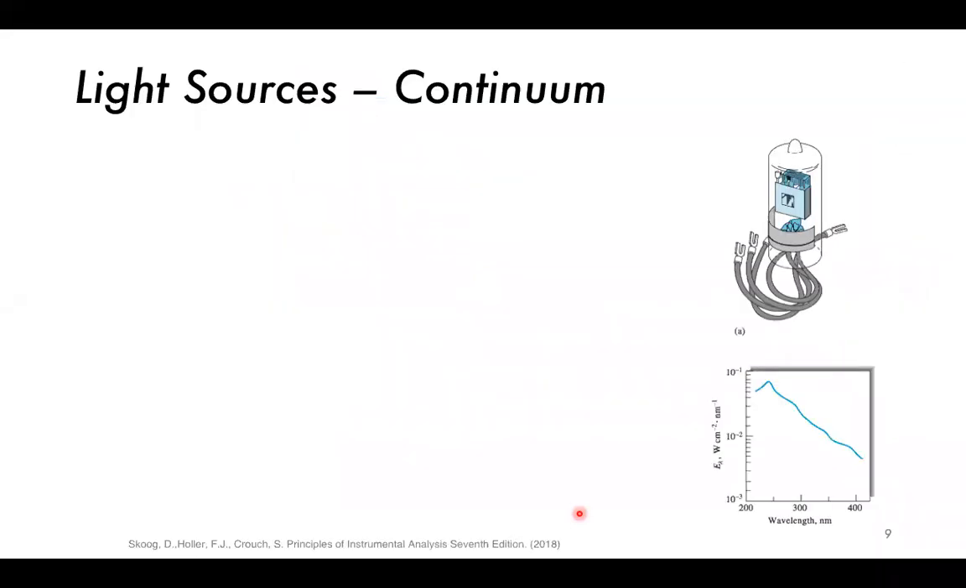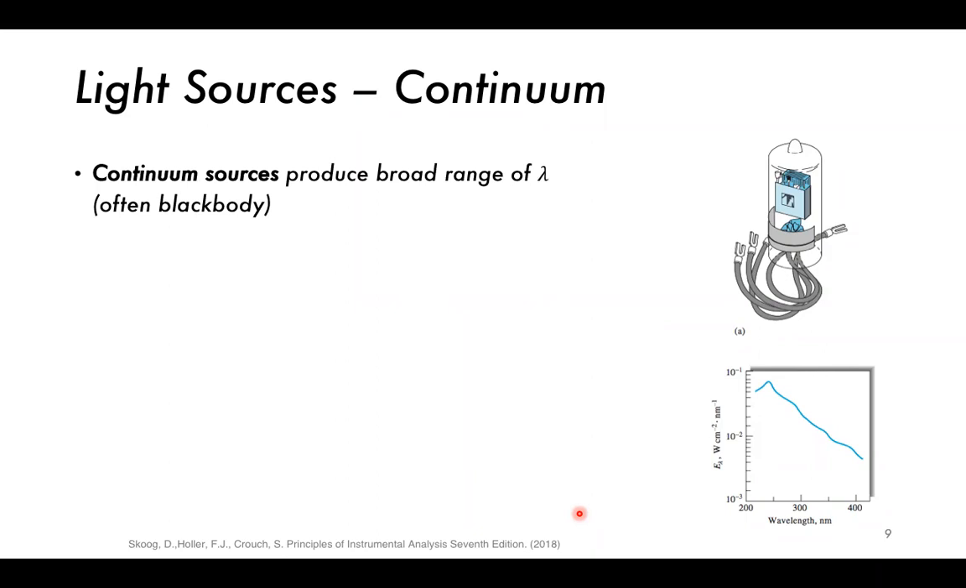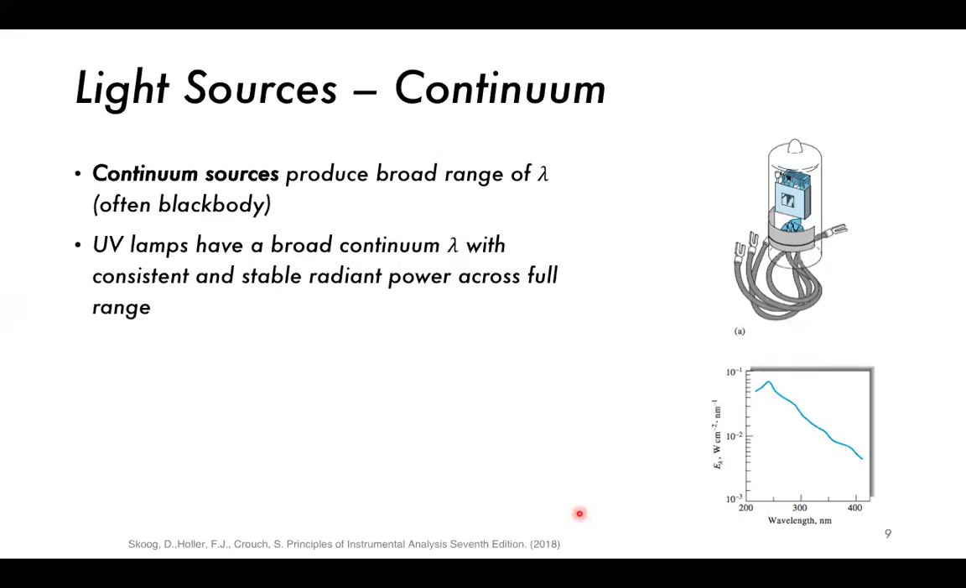Light sources then, okay, the continuum light sources. As I said, continuum sources produce a broad range of wavelengths, and sometimes they're black body radiators. UV lamps have a broad continuum of wavelengths with consistent and stable radiant power across the full range. So it doesn't mean that the power is the same over the entire range. It just means that they produce enough power over the entire range for it to be useful.